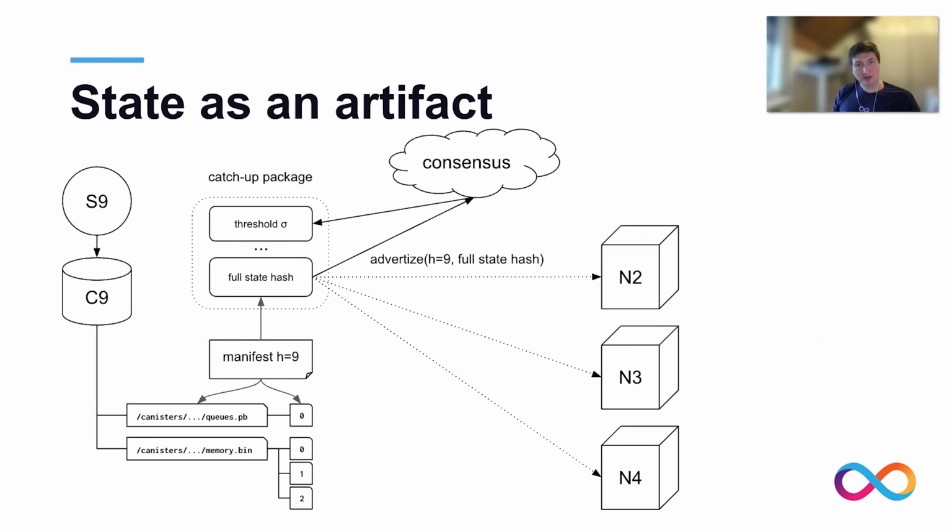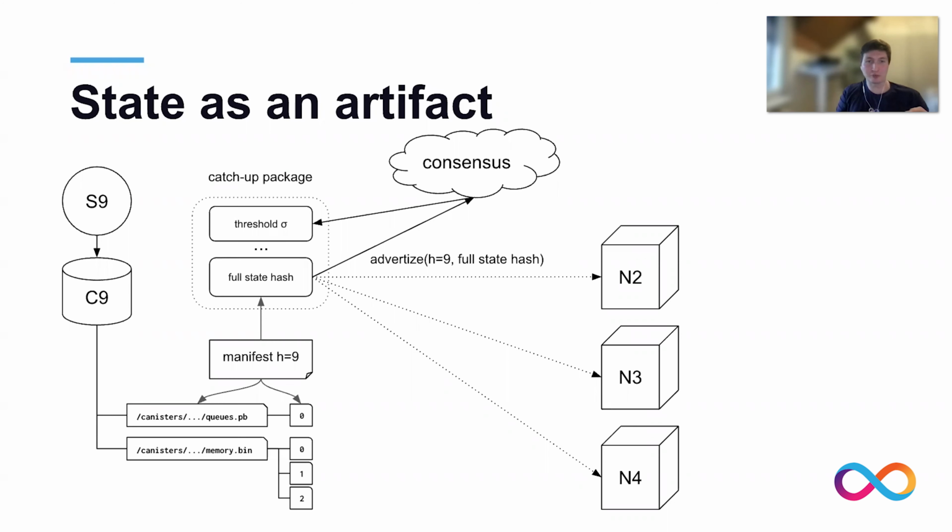So the next step is consensus, as a subsystem on a single node, not consensus among all the nodes. Consensus takes this hash and constructs an artifact called a catch-up package. For the purpose of this discussion, it's enough to know that the catch-up package has the full hash and the threshold signature of this full hash. So basically, it's an artifact describing another artifact.